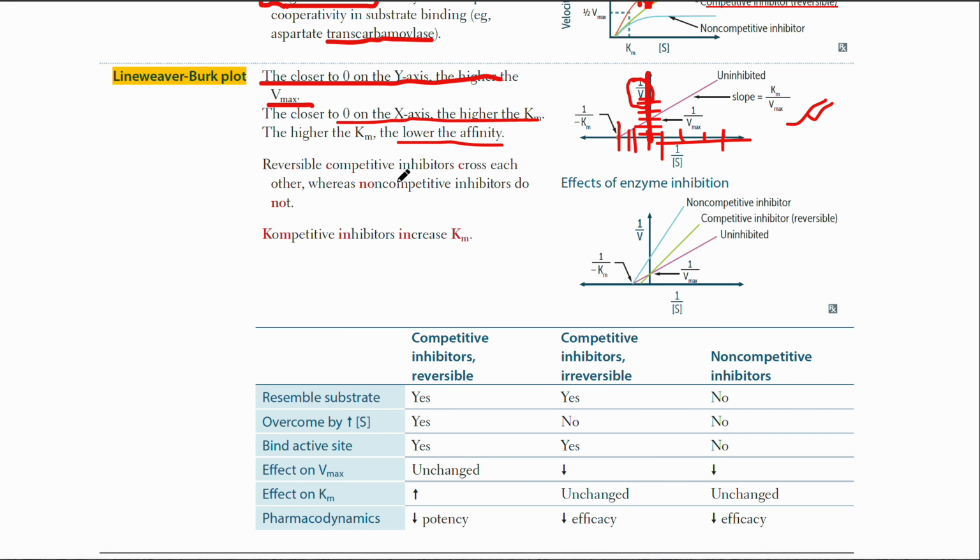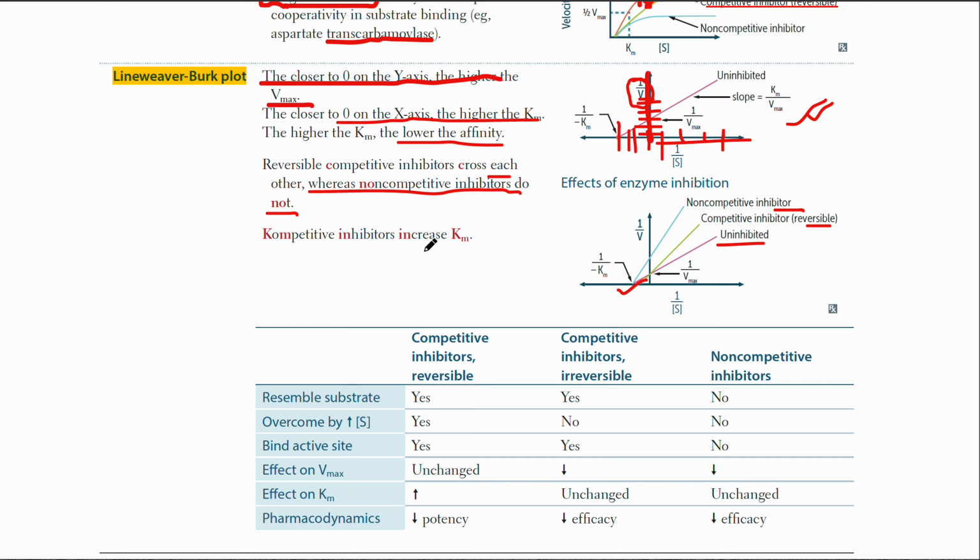And reversible competitive inhibitors cross each other, whereas non-competitive inhibitors do not cross each other. You have to remember this in this curve right here. So reversible competitive inhibitors cross the uninhibited line while plotting in this 1 by V to 1 by S curve. The competitive inhibitor crosses the uninhibited line, right? But the non-competitive inhibitor doesn't cross it. So you have to remember this.